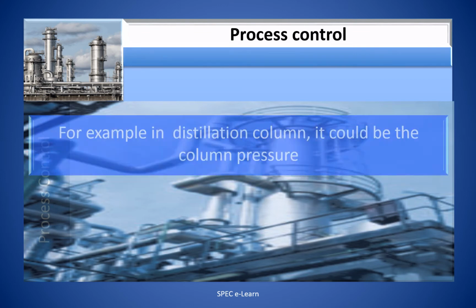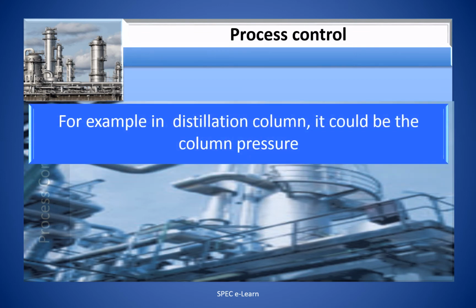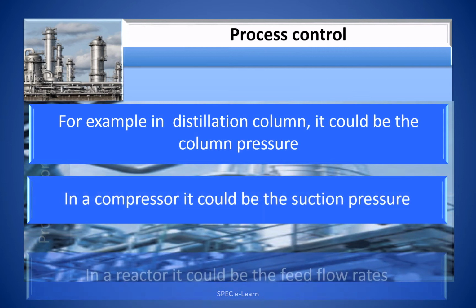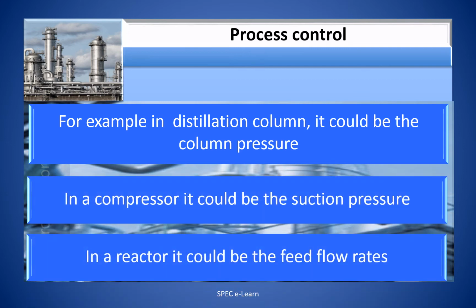For example, in a distillation column, it could be the column pressure. In a compressor, it could be the suction pressure. In a reactor, it could be the feed flow rate.